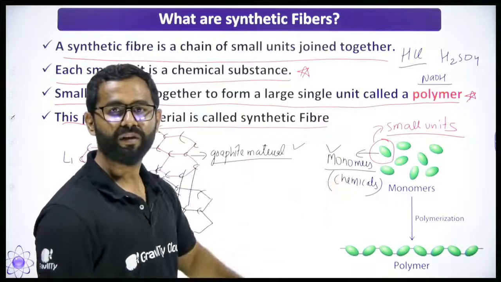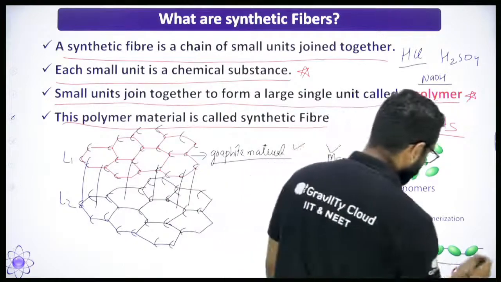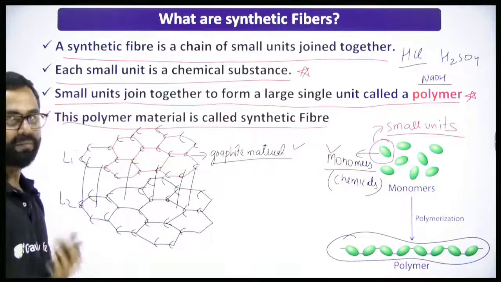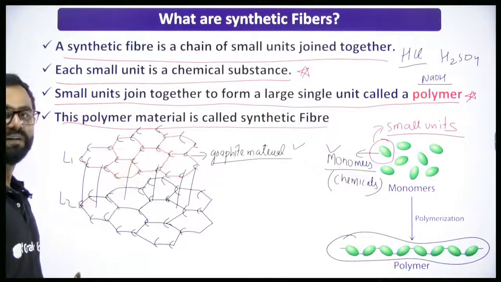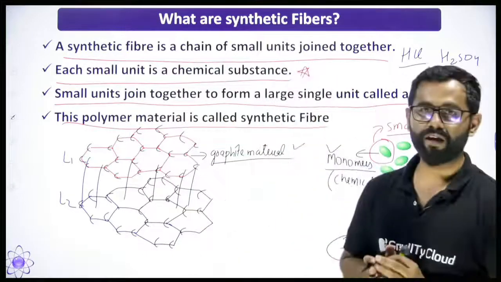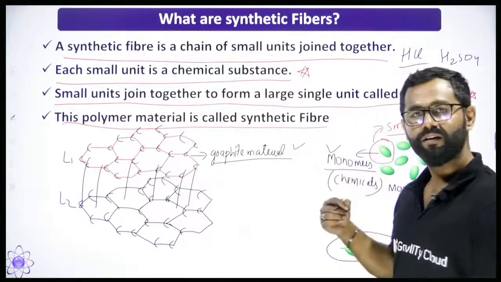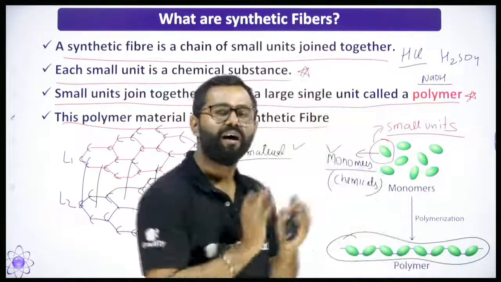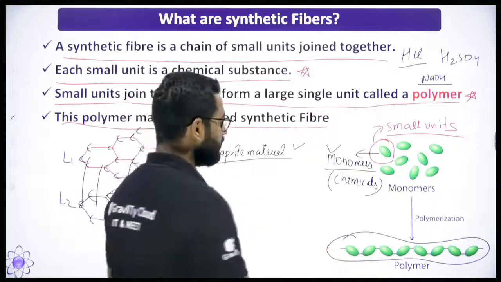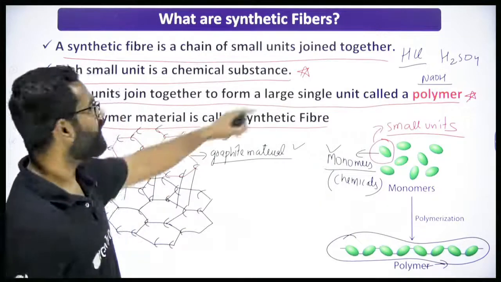These monomers, or these chemicals, combine together, stick together, and form a polymer. Like here, all the layers are made up of carbon atoms. One layer sticks to another layer, the second layer sticks to the third, and in this way crores of layers stick together to form the graphite material. Similarly here, hundreds, crores of monomers stick together to form the polymer. This polymer is the synthetic fiber, right? The polymer material is called the synthetic fiber.